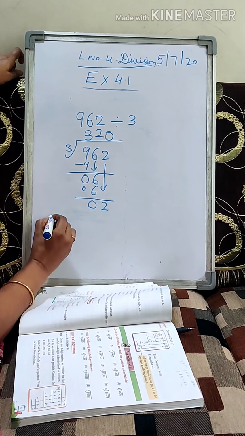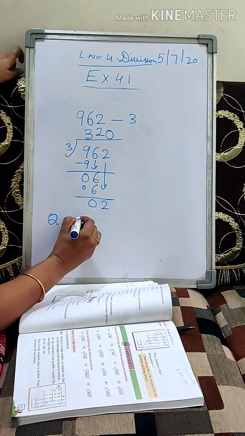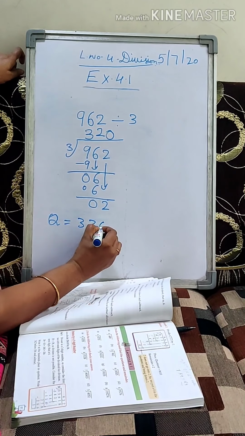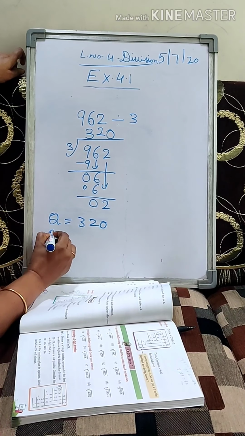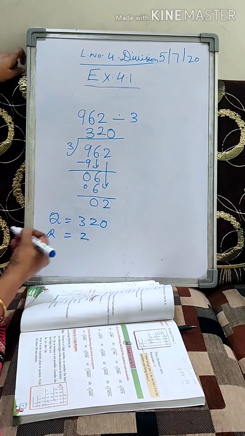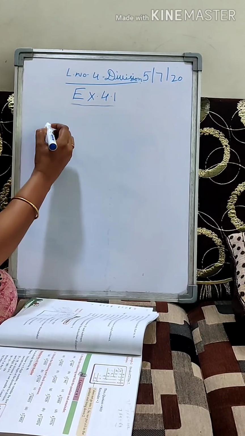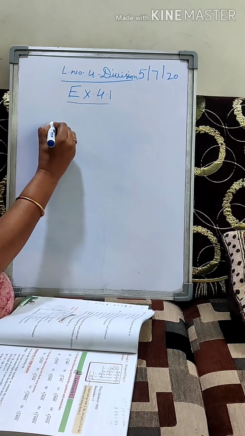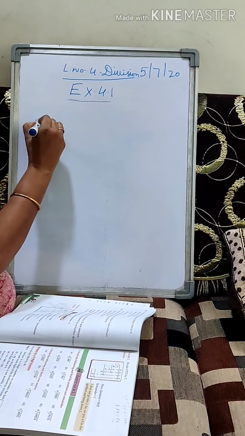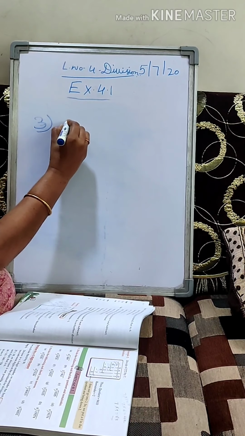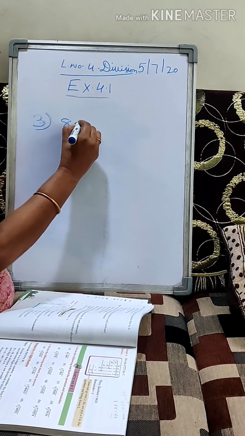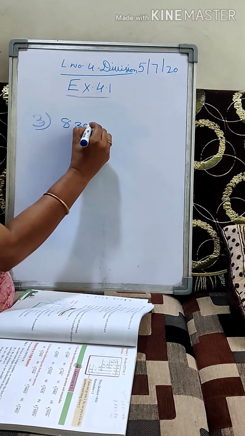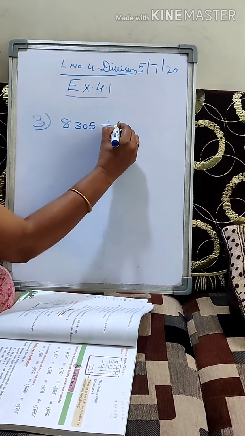Then what is the quotient? 320 and remainder is 2. Next is the third one. 8305 divided by 6.